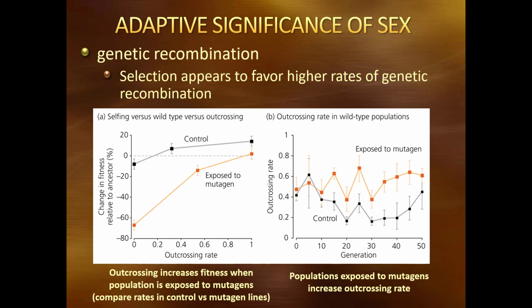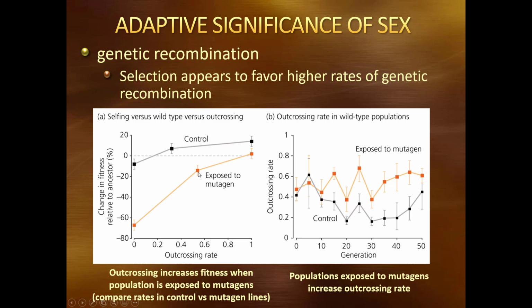And so one of the things that this is showing us over on the left-hand graph is that first off, what they did is they took two populations, and one of them is a control, the other one they exposed to a mutagen, so they caused mutation to occur. And what you're seeing here is that, especially if you compare the mutagen group with the control group, the mutagen group is doing a lot better if it can have a significant amount of outcrossing. Okay, so outcrossing would essentially mean that it's mating with other individuals.